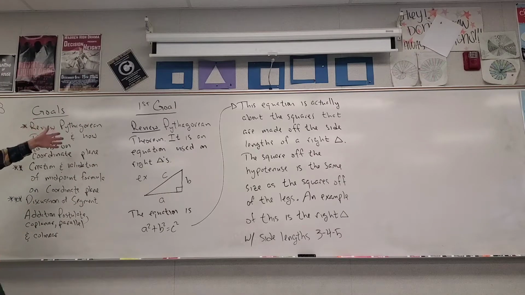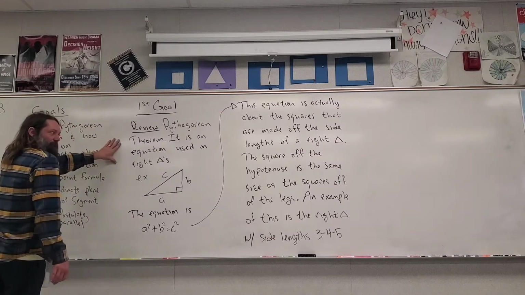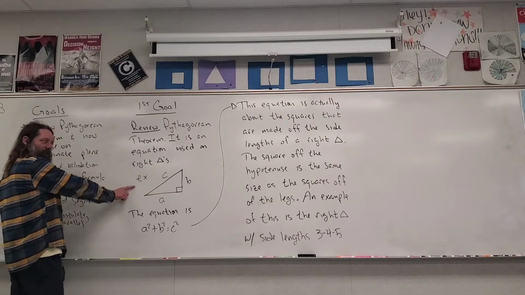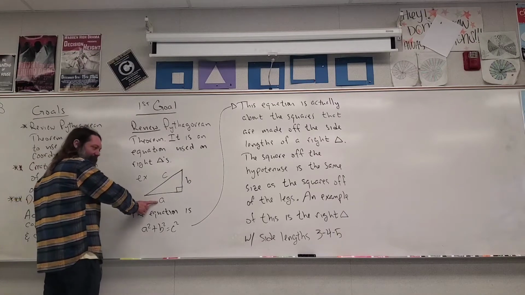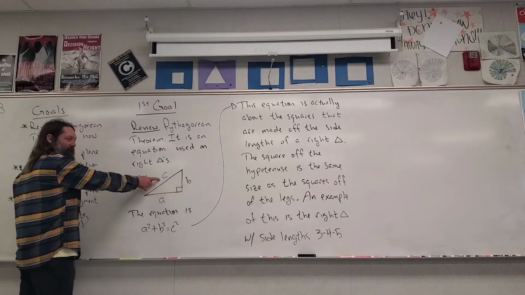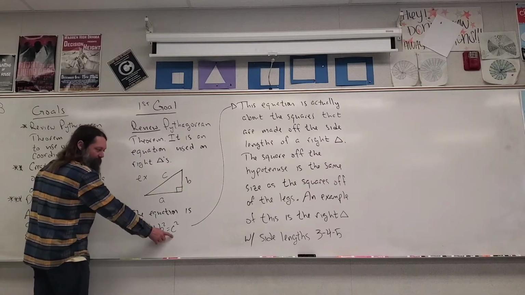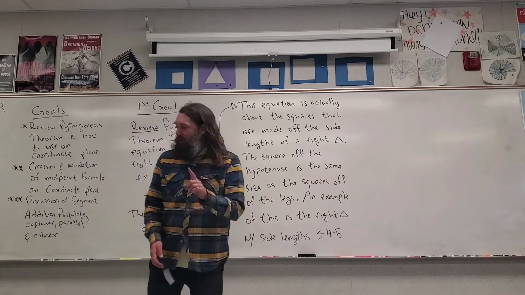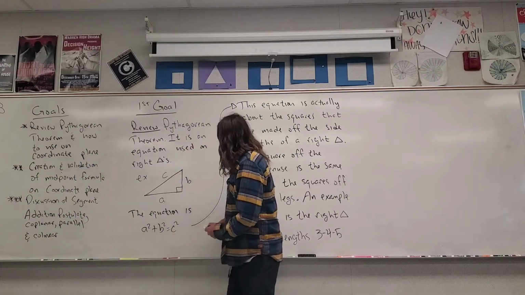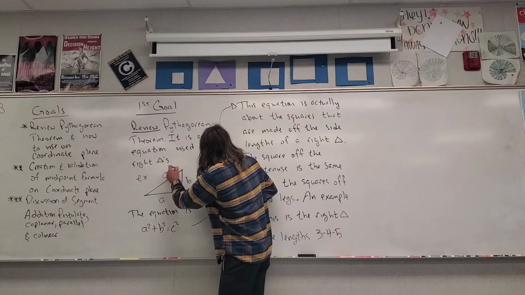Review of the Pythagorean Theorem. It is an equation used on right triangles. Here's an example of a right triangle. A side length of A, a side length of B, and a side length of C. And the equation for this is A squared plus B squared equals C squared. Now, I want to point a couple things out. C is a hypotenuse length.